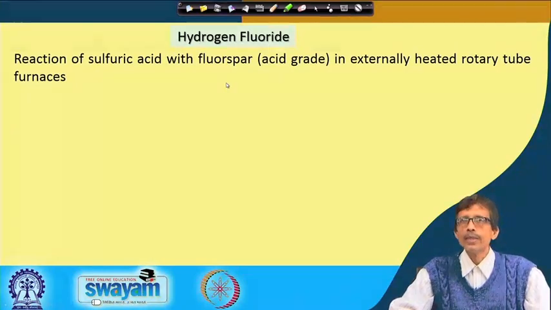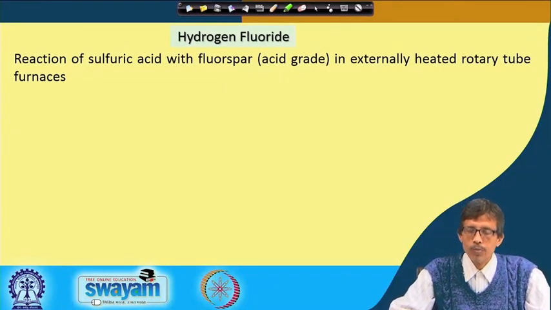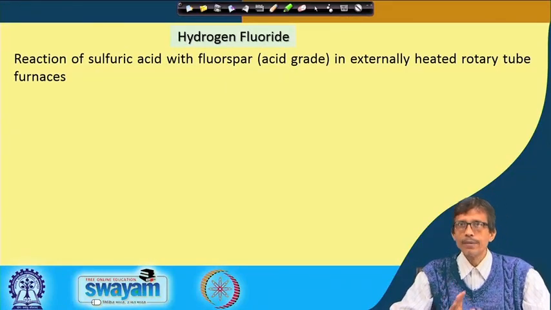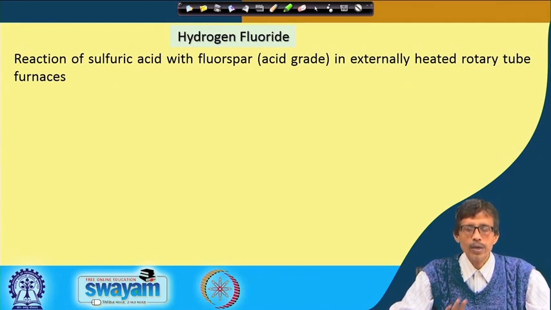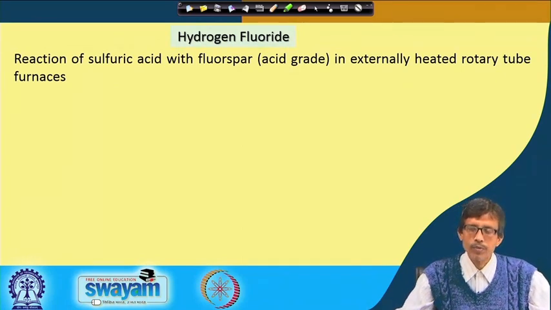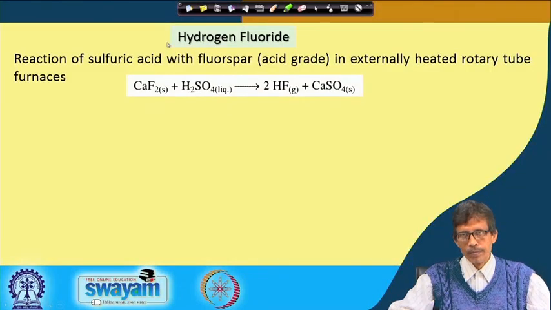So, again we will take the help of fluorspar. The fluorspar will be your raw material, but now it is the acid grade fluorspar. Treat it with sulfuric acid. Earlier we were treating in presence of bauxite. Now, in absence of bauxite, we treat it with sulfuric acid and heat it in a rotary tube furnace.